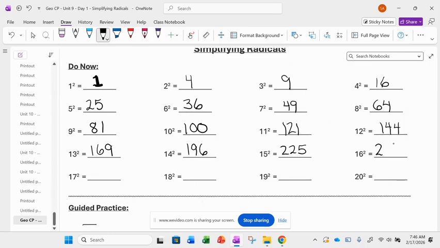Sixteen squared is 256. 17 squared is 289. 18 squared is 324. I'm going to say I'm guilty. I actually don't know 19 squared like BAM. It doesn't come up that often, the 19 squared, but we should still know it. This is 361.